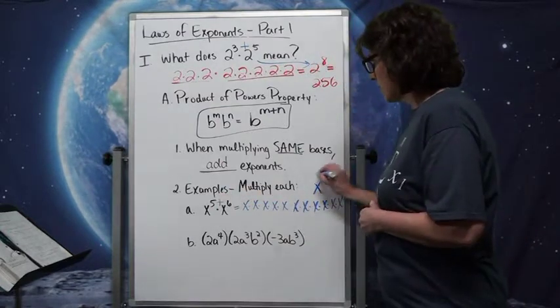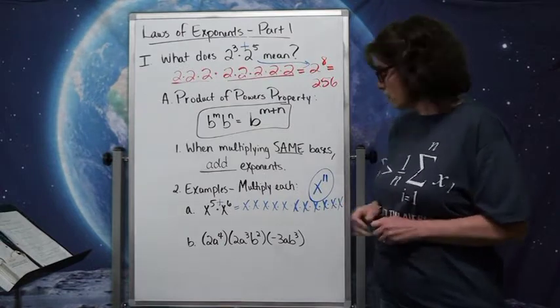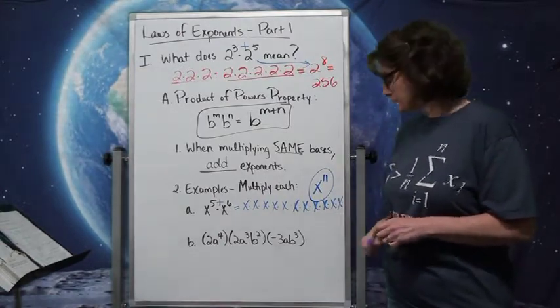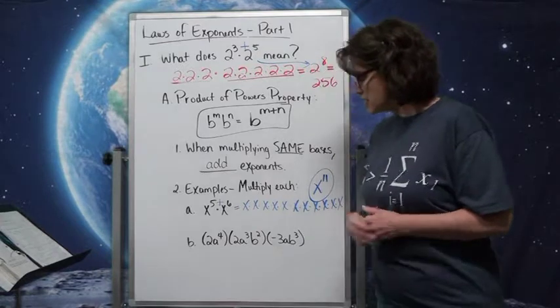5 and 6 will give me 11. So my answer, in simplified form, is x to the 11th power. Now, take a look at the next example.